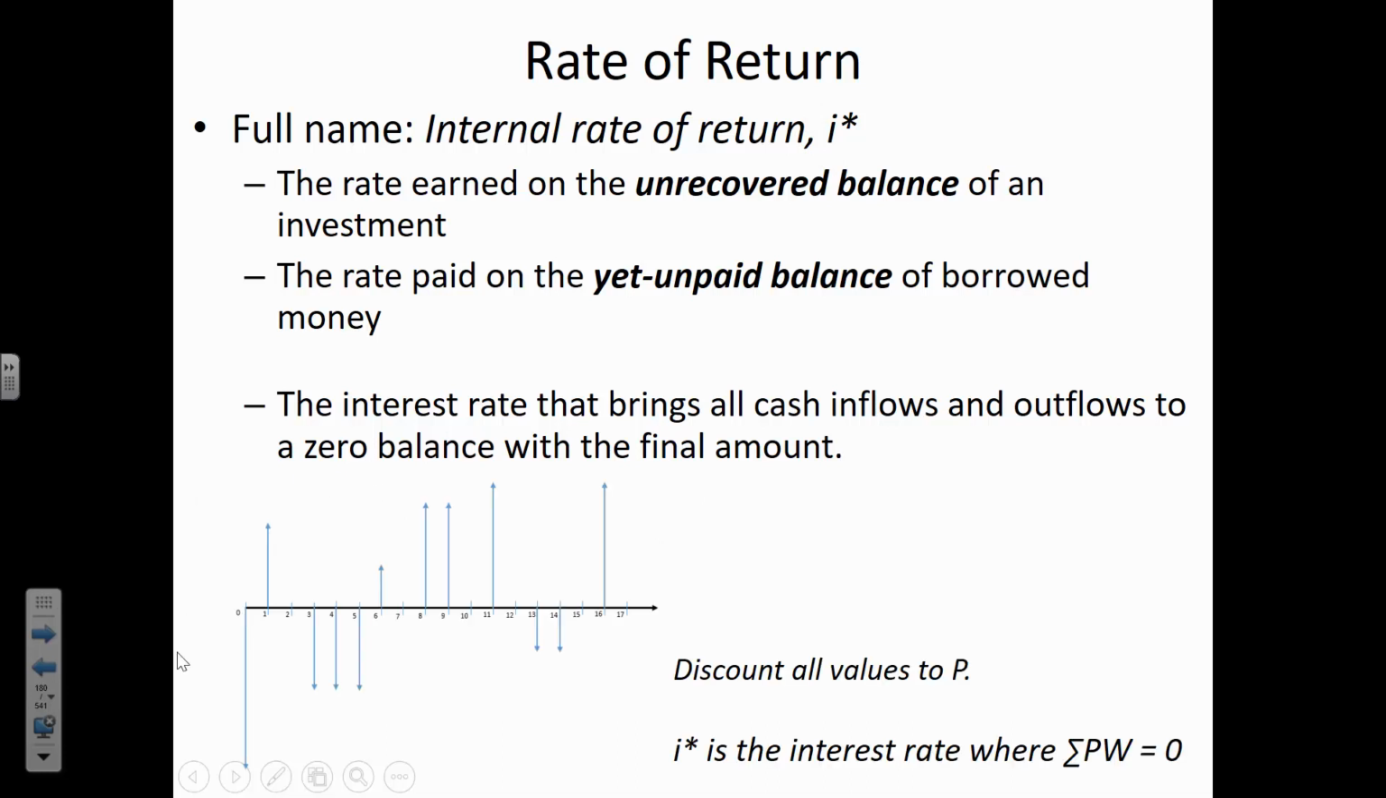And so if this was a cash flow diagram that you were given, then the process to solve for the internal rate of return is you're trying to find the interest rate that makes it so that these revenues above the line are equal in value to the costs that are down below the line. So there's going to be some interest rate that you can solve for that makes the inflows and the outflows equal to zero, and that's the internal rate of return.